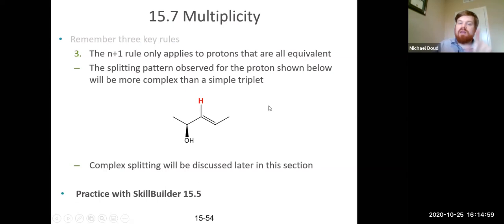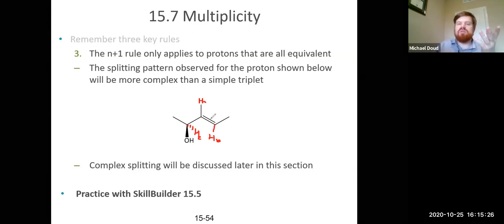Okay, now keep in mind the n plus 1 rule only is going to apply when all the protons that split are going to be equivalent. So as you look at this one, draw in your neighboring hydrogens here, right? This is our HA. Well, this is HB and this is HC. These don't resonate together, so they're not going to split HA the same. In fact, they're each going to have their own individual split. So rather than saying, oh, it's a triplet, nope, do not use that rule. The n plus 1 rule does not work here.